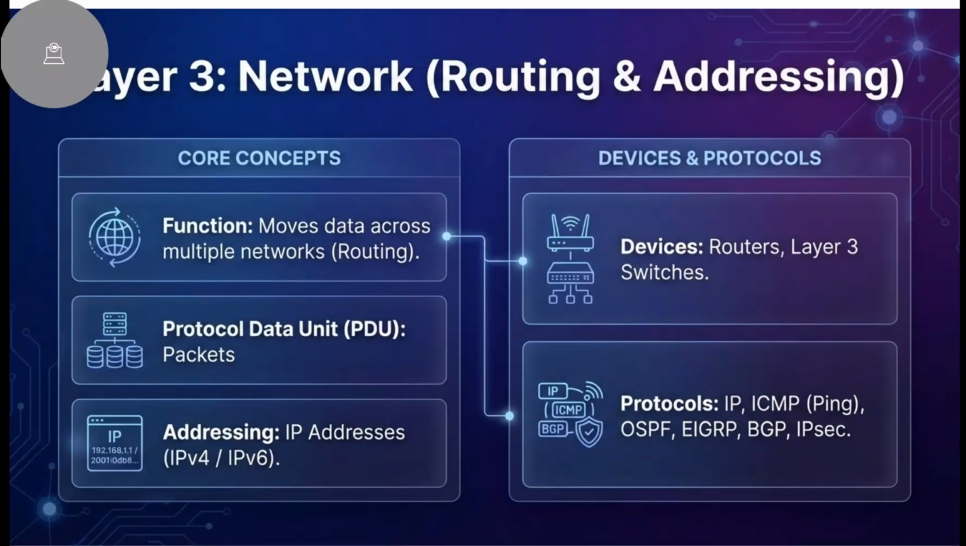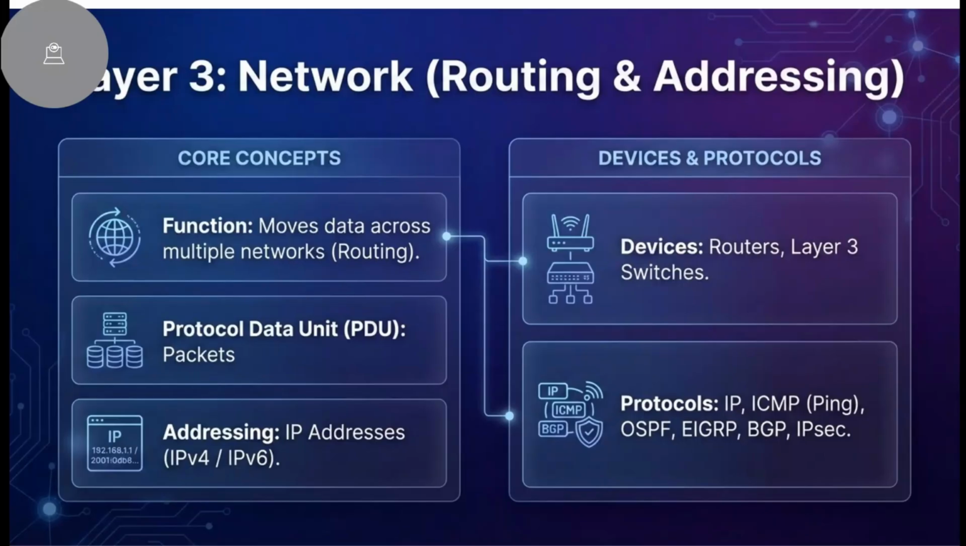Moving up to layer 3, the network layer, or "not" in the analogy. Layer 3 is where we start moving data across multiple networks, a process known as routing. Here, frames are converted into packets, or datagrams. This is the layer where IP addresses live.